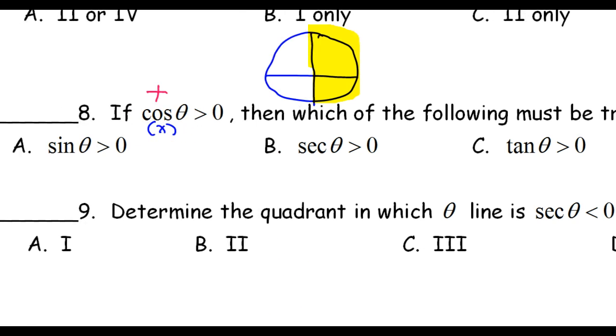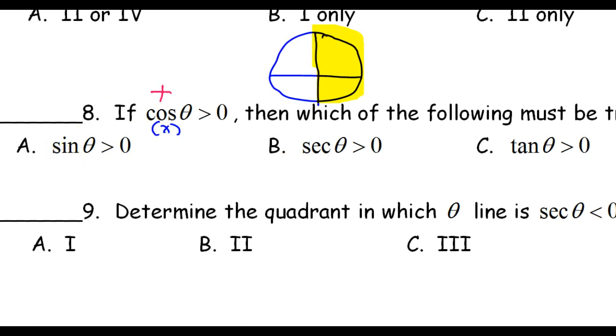So which of the following must be true? Does the sine function have to be positive? No. The sine function is the y value, and it's positive up here, but it's negative down here. So no, just from this highlighting, that does not mean the sine function has to be greater than 0. So that's a fail. How about the secant function? Does that have to be positive? Well, the secant function is just the reciprocal of the cosine function. So yeah, if cosine is positive, then the reciprocal of cosine will be positive. So this must be true.